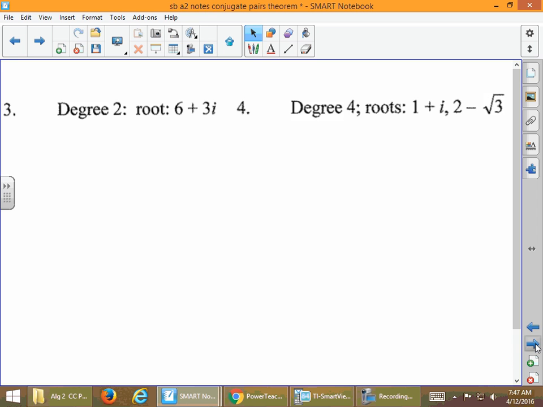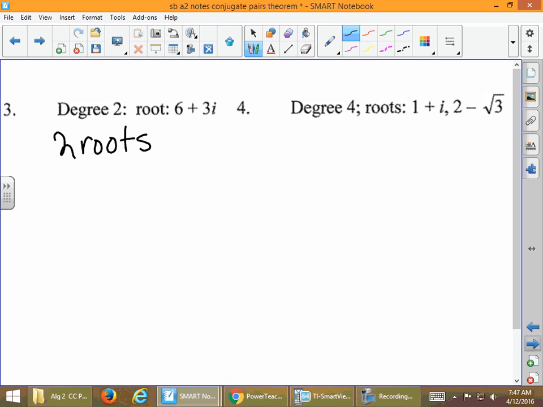So when we look at number 3 here, it says degree 2. So how many roots do we have? We have 2 roots. Our root that we're given is 6 plus 3i. So what does that mean we also have? And we also have the 6 minus 3i.